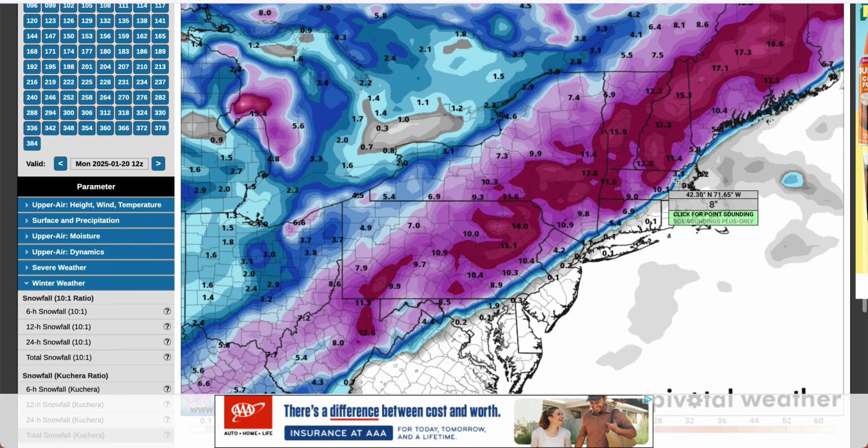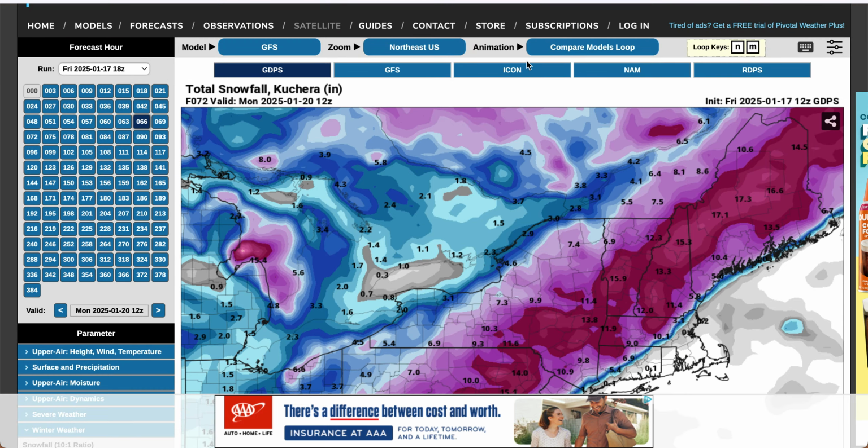So in this case, it would be a decent snowstorm for the interior, but I-95 basically nothing, and even areas north and west of I-95, you're gonna have to get into more of the mountainous terrain or more of the interior terrain to get decent accumulations.